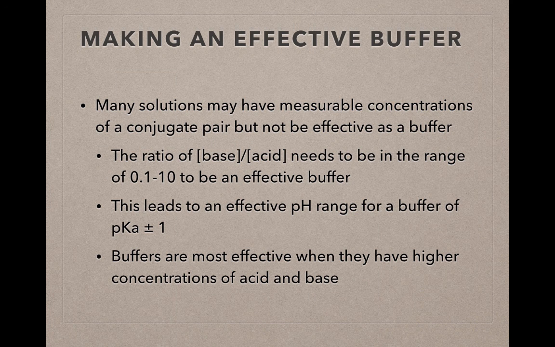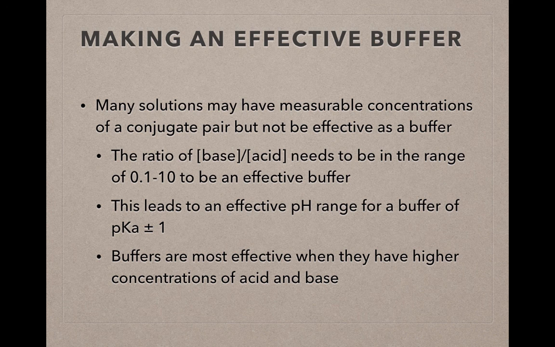Now, when you're making a buffer solution for whatever reason, and this may be something that some of you may have to do in some sort of biology class or in a research lab or whatever your future has in store for you, there are a lot of solutions that can have measurable concentrations of a conjugate pair but not be effective as a buffer. For example, if you just add some strong base to a weak acid, eventually you will have some of a conjugate base and an acid, but you may not have enough of that pair to be effective as a buffer.